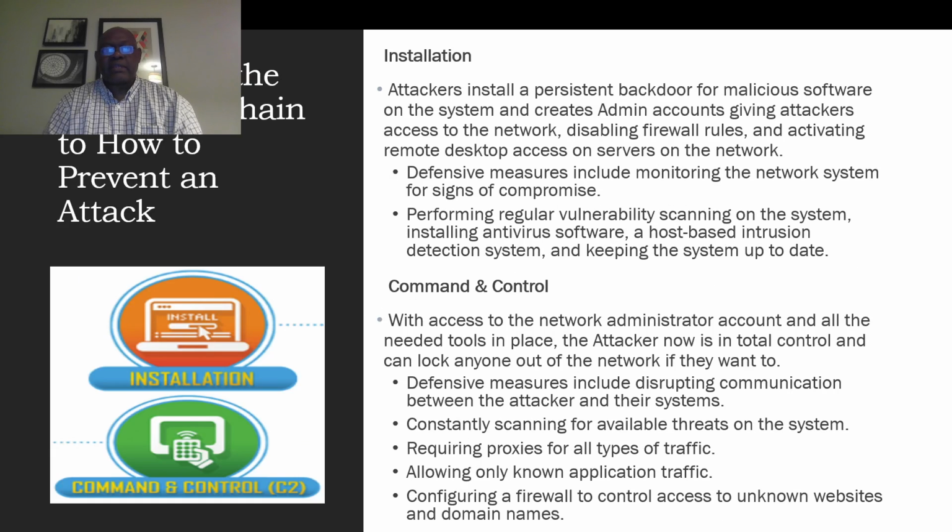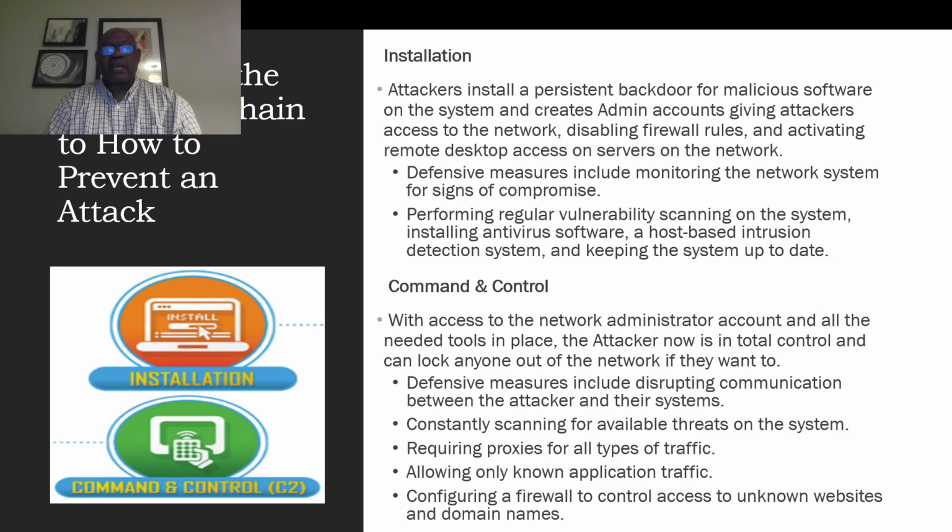The next stage is installation. The attacker installs a persistent backdoor for malicious software on the system and creates admin accounts, giving the attacker access to the network, disabling firewall rules, and activating remote desktop access on servers on the network. The defensive measures used here are monitoring the network system for any signs of compromise, performing regular vulnerability scanning on the system, installing antivirus software, a host-based intrusion detection system, and keeping the system up to date.